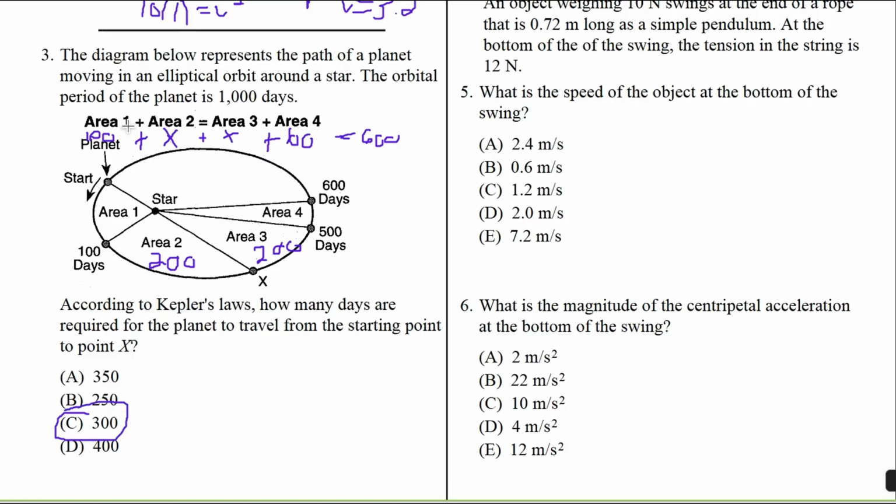You could have also realized that by noticing that if area 1 plus 2 is equal to 3 plus 4, then these again have to be equal times. So if the total time is 600, half of that would be 300 and 300.